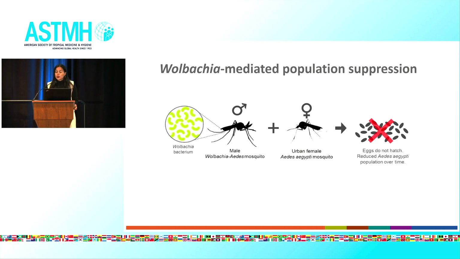Wolbachia-mediated population suppression, or Wolbachia suppression, is a technique in which male mosquitoes with Wolbachia are released to mate with wild female mosquitoes. Because of cytoplasmic incompatibility between the sperm and the egg, after mating, the female mosquito can lay eggs, but they don't hatch, resulting in progressive reduction of the mosquito population over time.